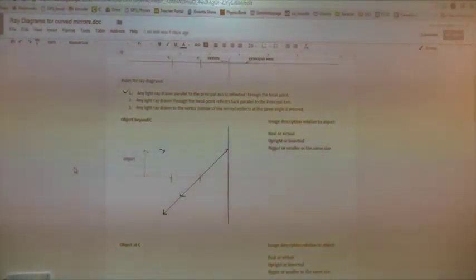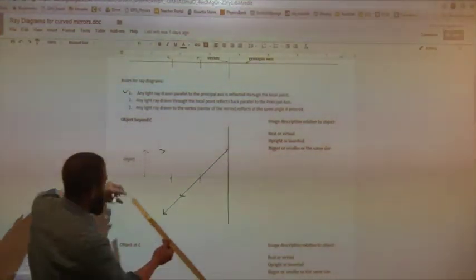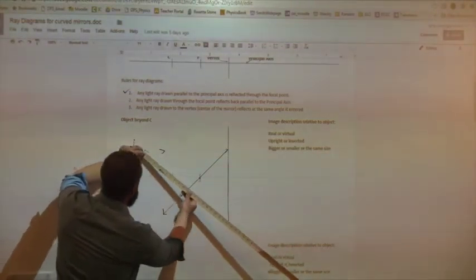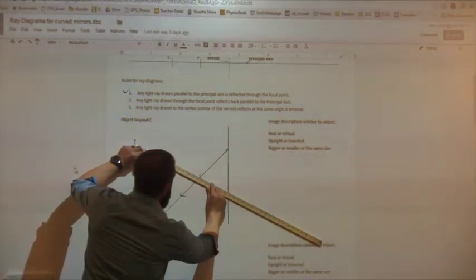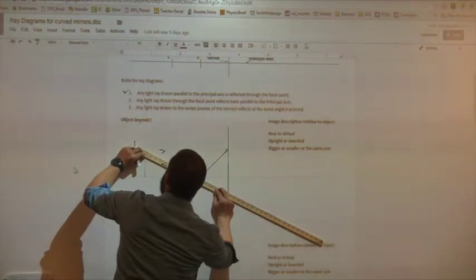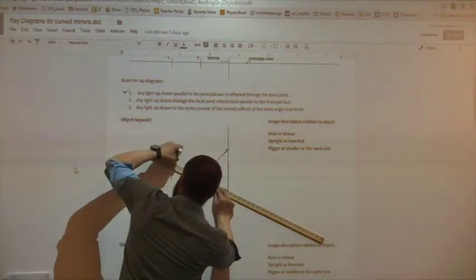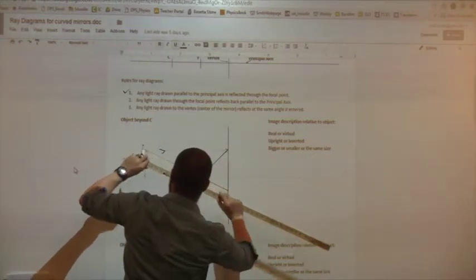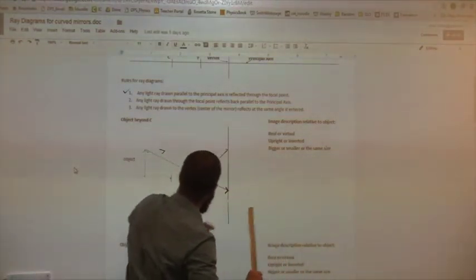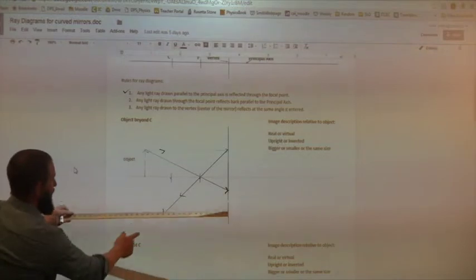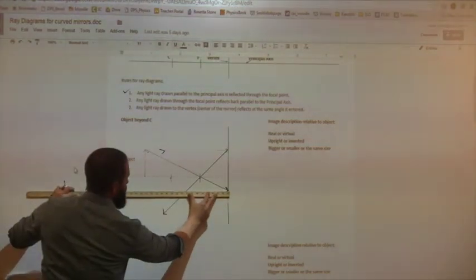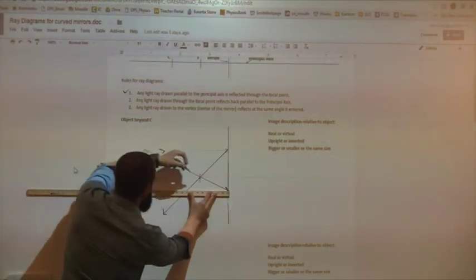Number two, any light ray drawn through the focal point reflects back parallel to the principal axis. So what I'm going to do now is go through the focal point right here. I'm going to go from here to here, right through that focal point. Then that's going to come back parallel to the principal axis.